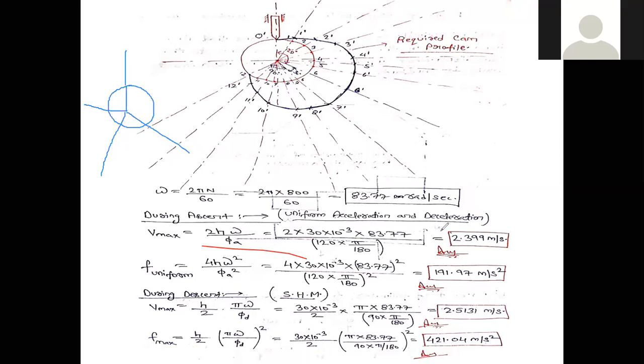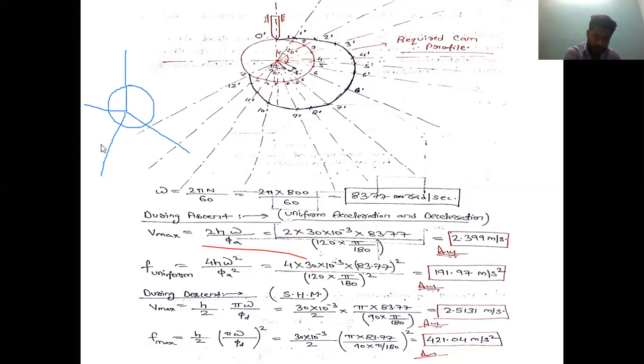Now, since I have divided my displacement diagram into 12 equal parts, I have to divide this ascent, this is ascent, this is dwell, this is descent. Again, I will divide this ascent into 6 equal parts. Dwell, I will not divide. Again, for the angle of descent, I will divide it into 6 equal parts. Yes or no?